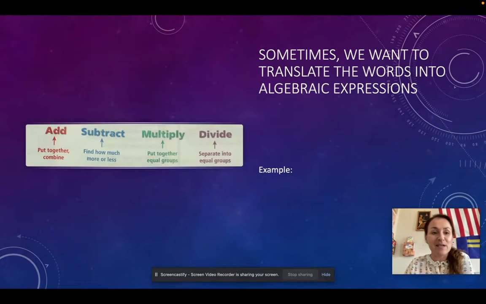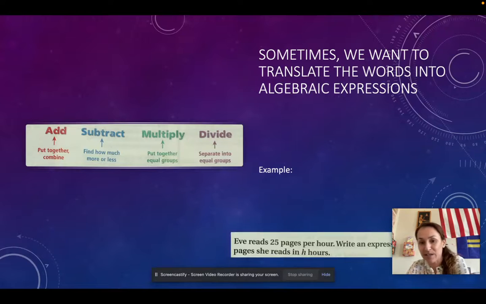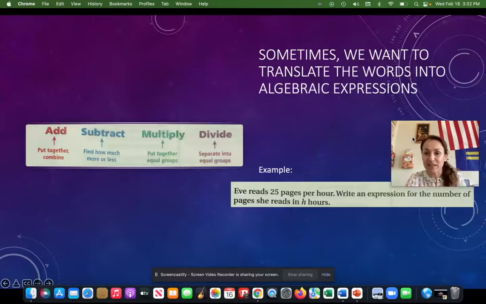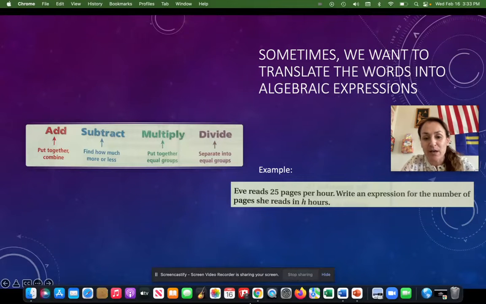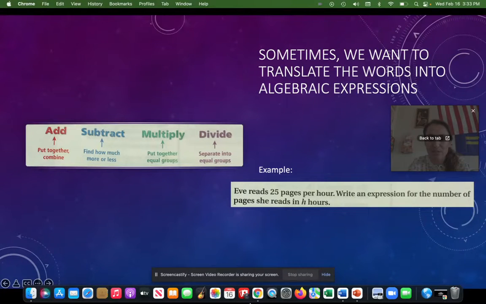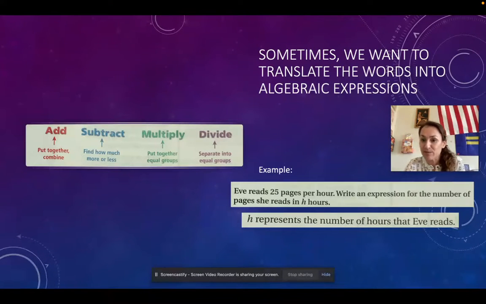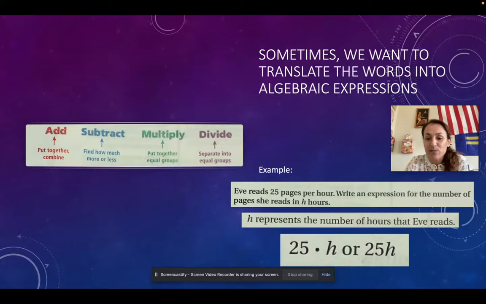Okay, so here we go. Just some other words to be thoughtful about. Sometimes we want to translate from the words into the algebraic expression. So for example, Eve reads 25 pages per hour. Let's write an expression for the number of pages she reads in h hours. Okay, so h represents the number of hours that Eve reads. So a couple of ways that we could say this is we could say 25 times h or simply 25h.